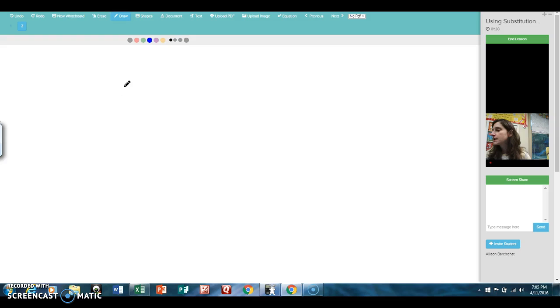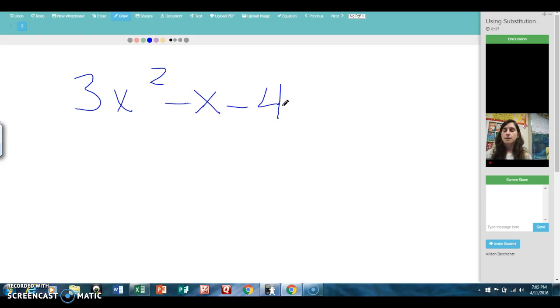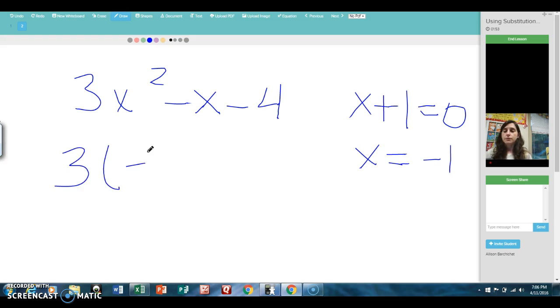All right, our next example is 3x squared minus x minus 4. This is a quadratic trinomial, and we're testing this quantity x plus 1 to see if it is a factor. So the first thing we do is set it equal to 0 and solve it. We'll be plugging in the value -1. When I plug in -1, if it gives me 0 as a result, then I have found a root.